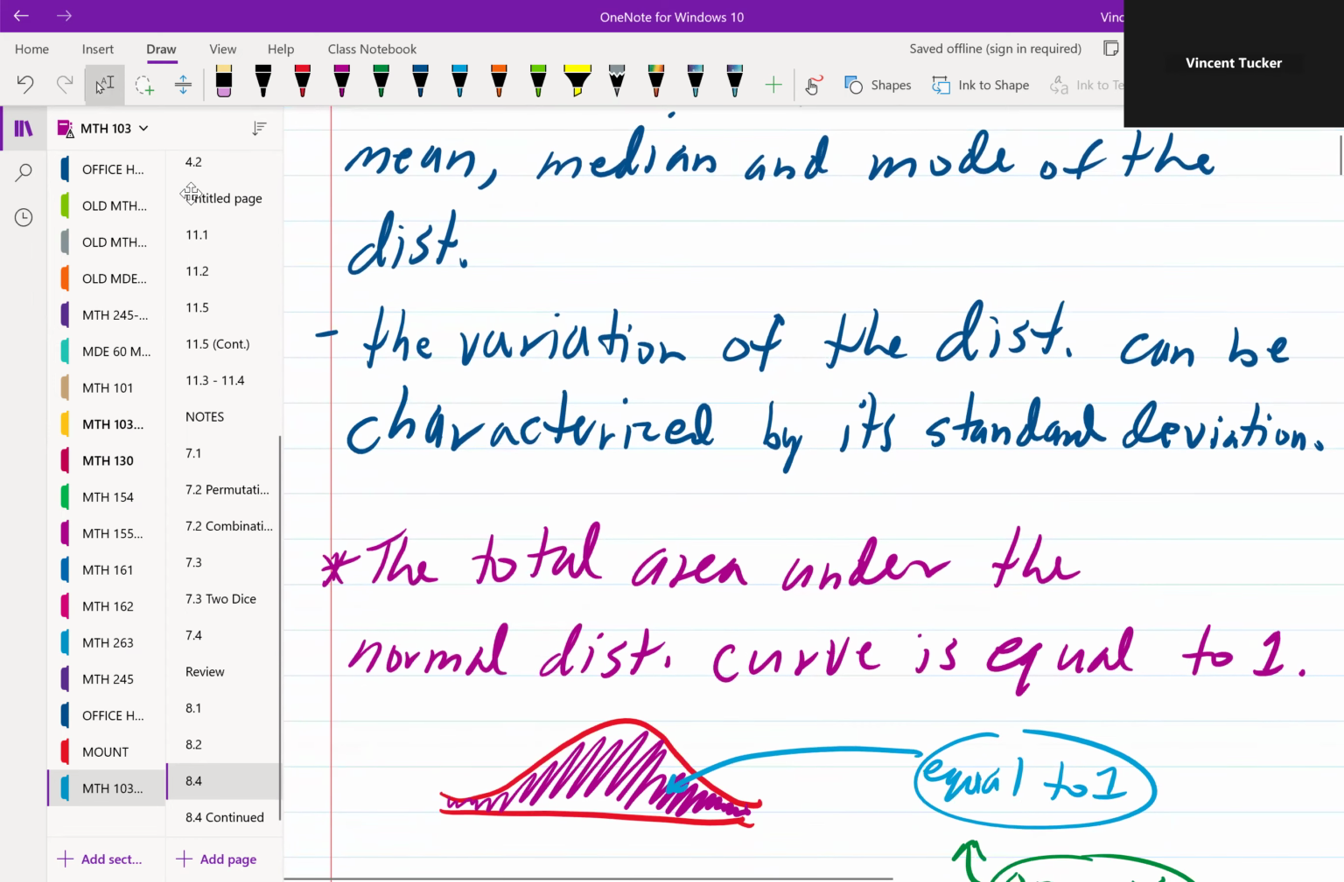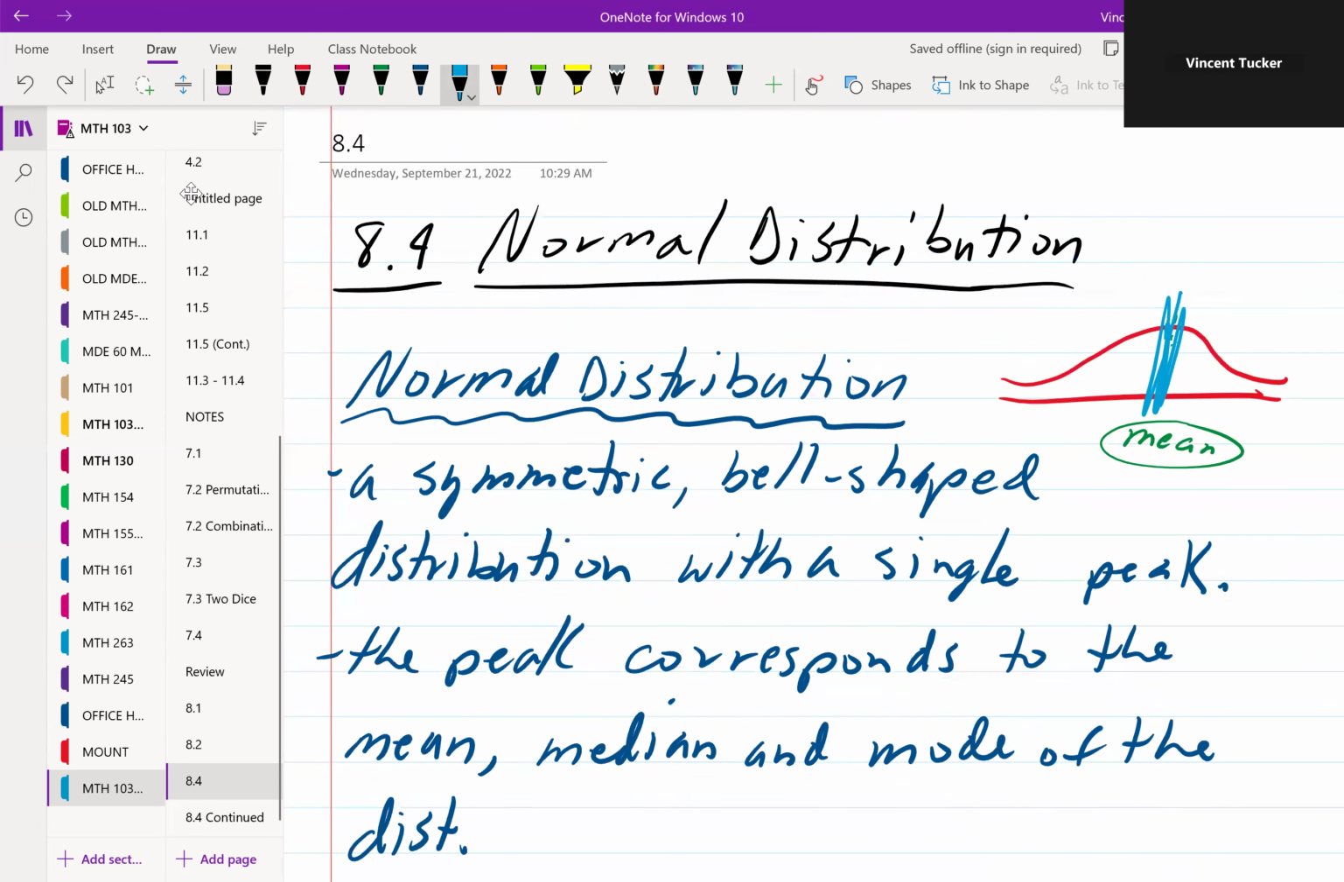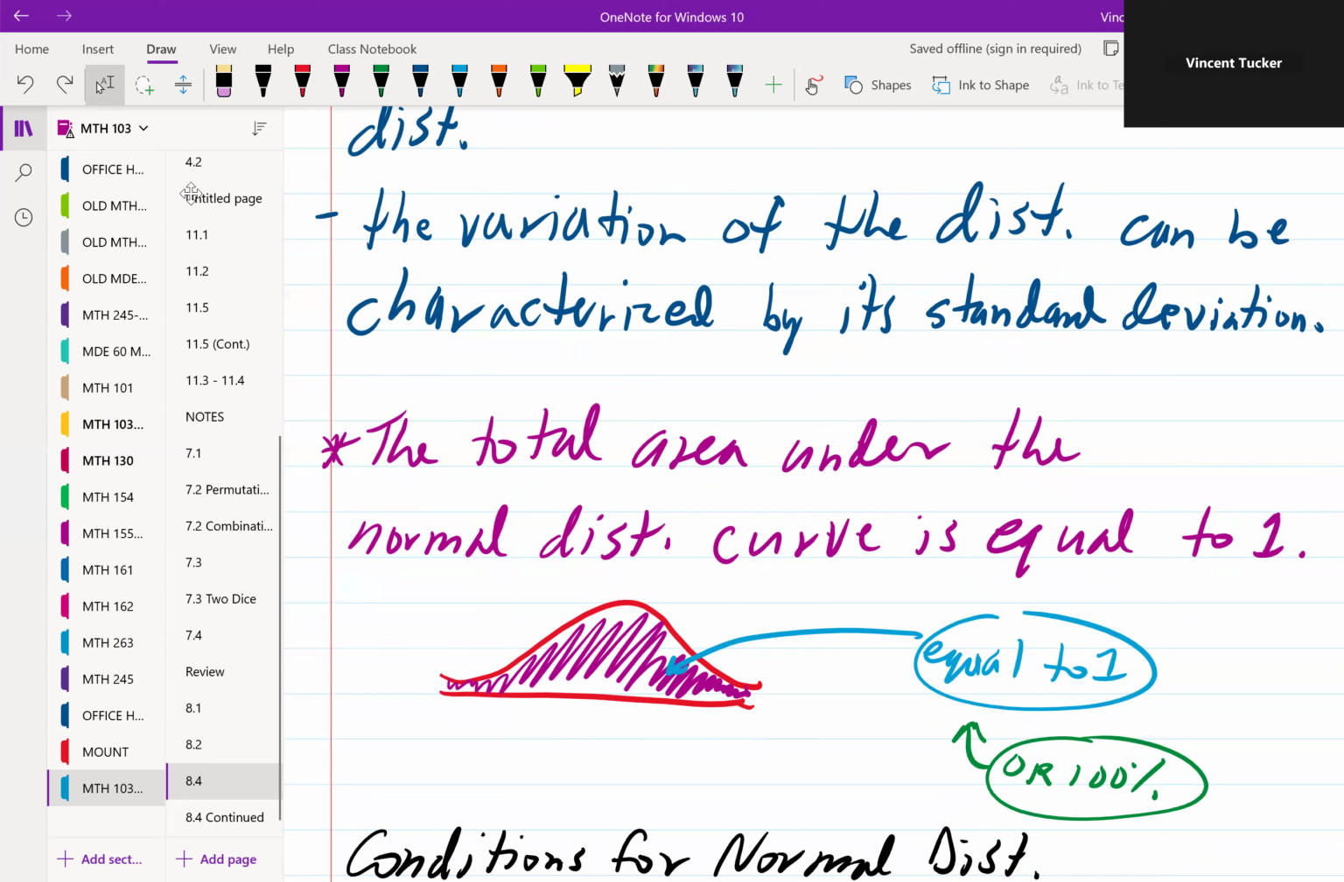Also, another characteristic of the normal distribution is that the total area under the curve is equal to 1, or in other words, 100%. And so that's going to matter a little later as we get into our calculation and go into our z-score chart. So the total area under the curve of the normal distribution is equal to 1, or 100%.